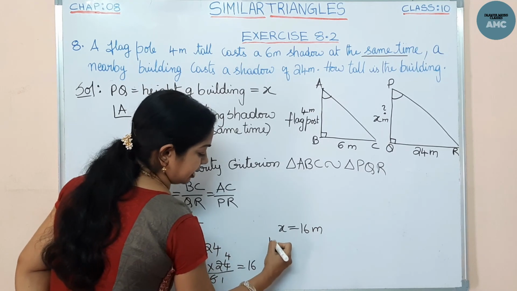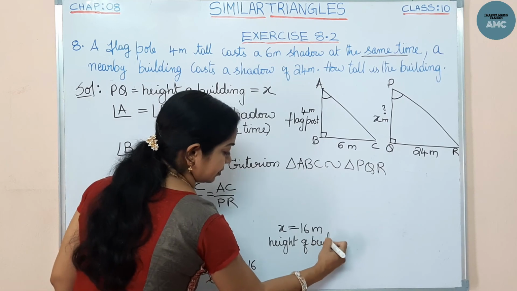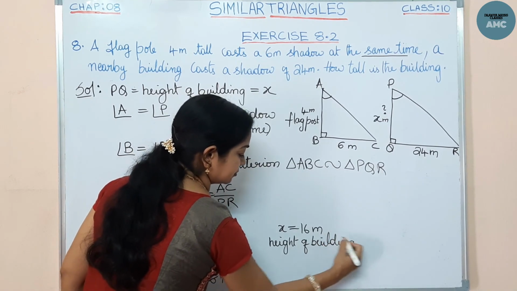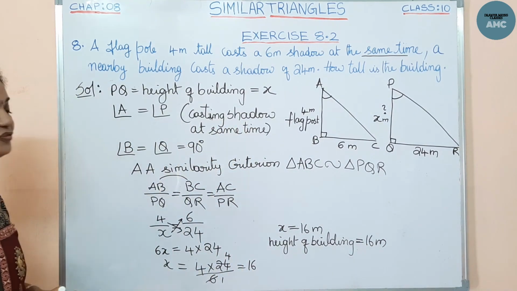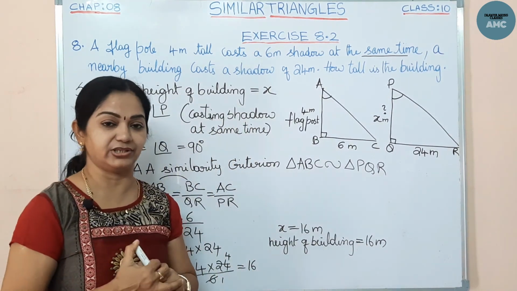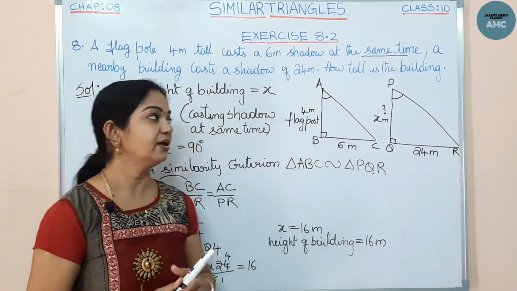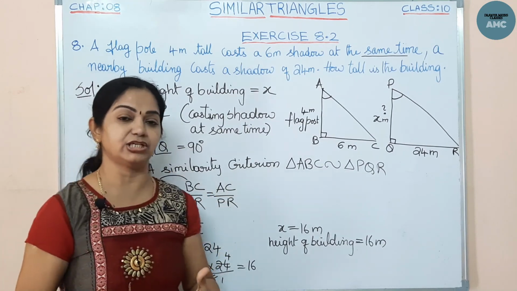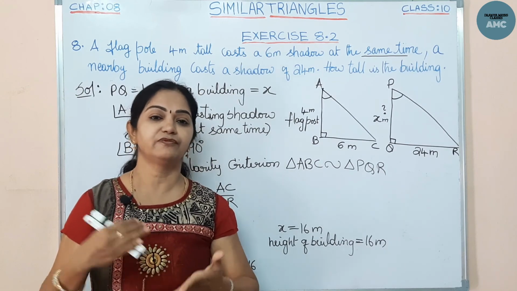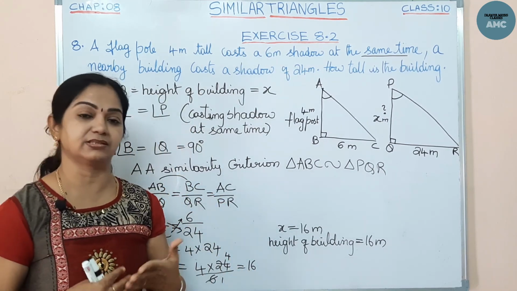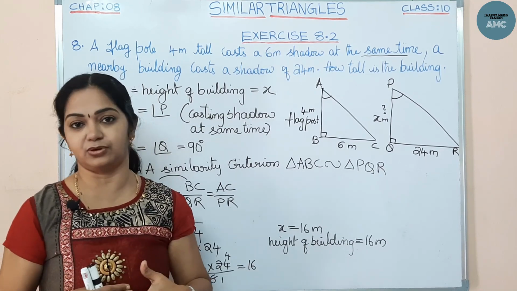So x, the height of the building, is equal to 16 meters. Like this we can use the similarity criteria and find distances or heights. For the past 2 sessions we have been doing exercise 8.2, which is very important. Please do the few problems I have left for you to practice. I'll be looking forward to the next video with a new concept. Thank you all.